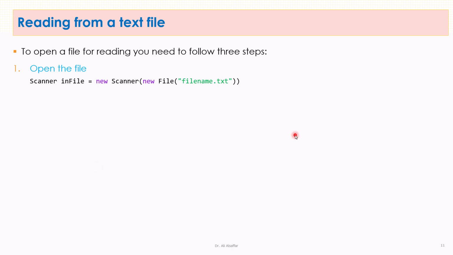To open a file for output, we follow three steps. First, we open the file for writing. Second, we write into the file if the opening is successful. Third, we close the file.